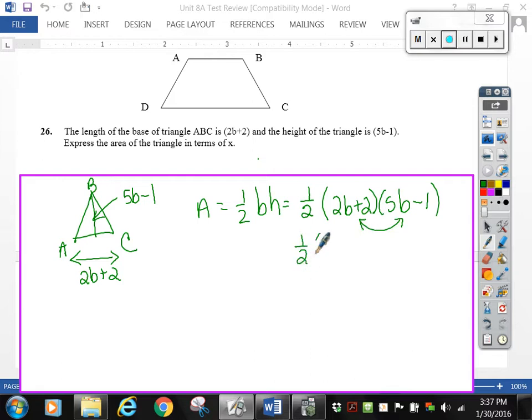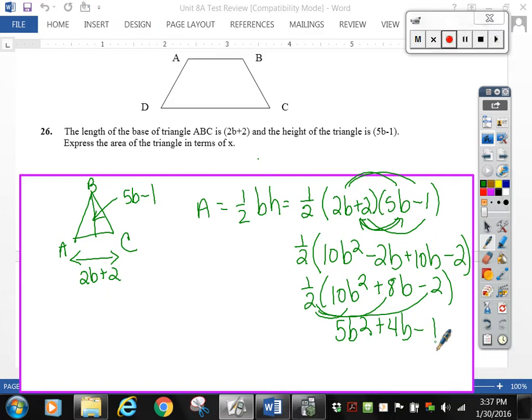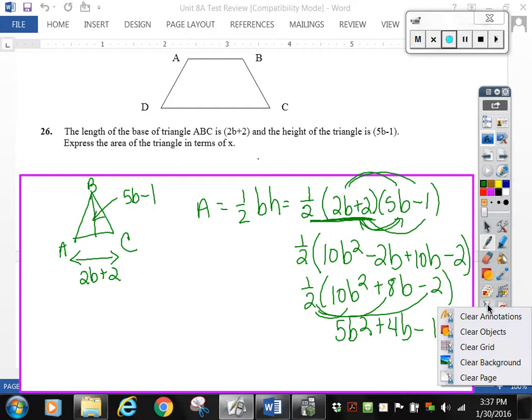So I have 2b times 5b is 10b squared. 2b times -1 is minus 2b. 2 times 5b is plus 10b, and 2 times -1 is minus 2. So that becomes 10b squared plus 8b minus 2. 1/2 times 10 is 5. 1/2 times 8 is 4. And 1/2 times minus 2 is minus 1. Now technically, we could have done 1/2 times 2b plus 2 first, so whichever way you want to do it works great.